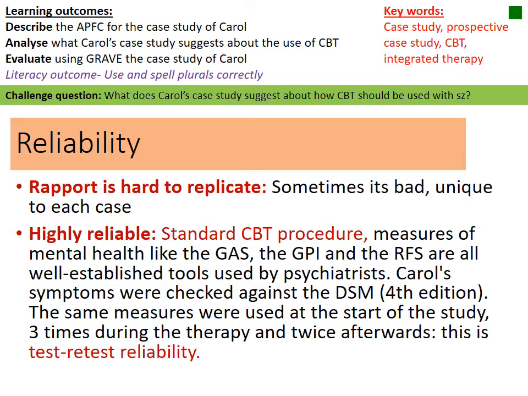By using measures such as the GAS, the GPI and the RFS, they're all well-established tools that are already being used by psychiatrists. Carol's symptoms were checked against the DSM-4, and the same measures were used at the start of the study, 3 times during the therapy and twice afterwards, which actually ensures test-retest reliability.